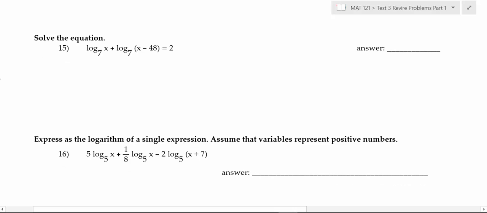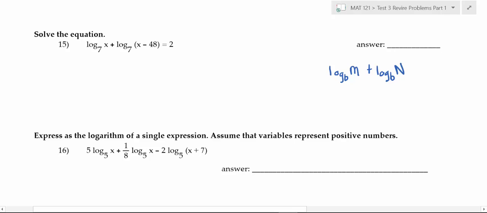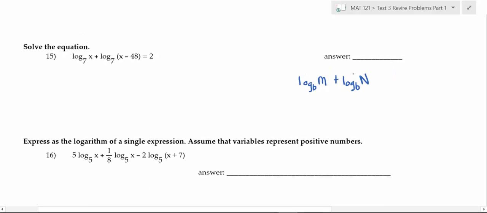Okay, next is a log equation, and with this one, again, you have to use a property of logs. The property is if you have a log base b of m plus a log base b of n, this is a sum of 2 logs, so you can write this as 1 log of a product. So that's how you start this problem, by putting these 2 logs together. You're going to say log base 7 of x times x minus 48 is equal to 2.